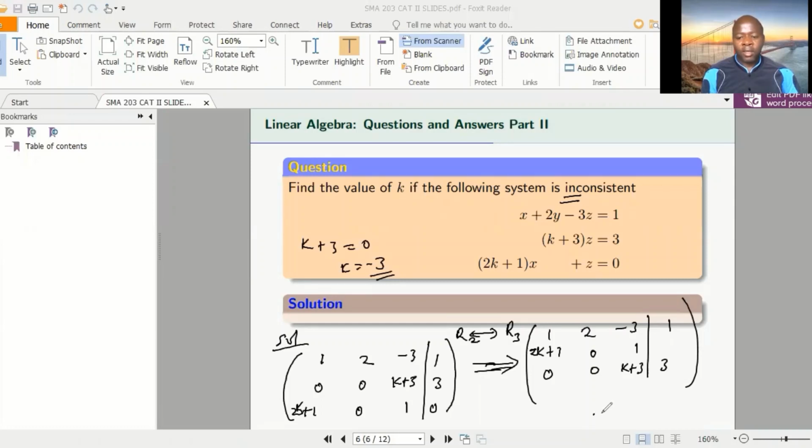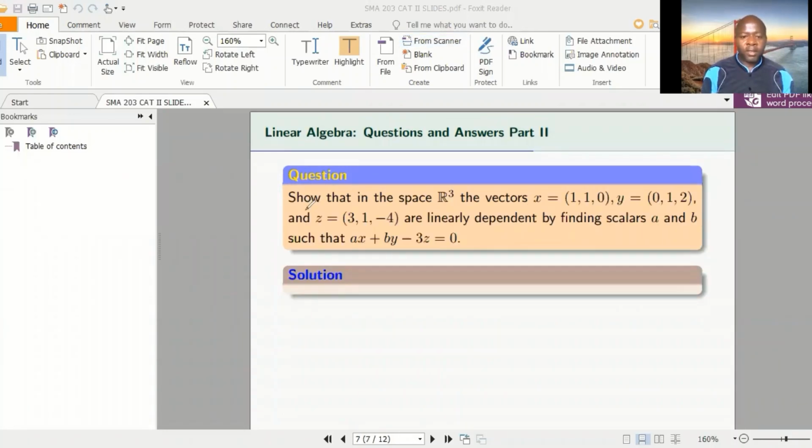So that means K plus 3 must be here. And so it means that K will be negative. That's why we do that question. Now let's look at the next question. So let's see what it says.